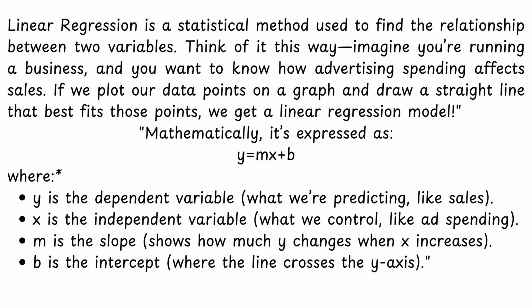Mathematically, it is represented by the equation y = mx + b, where y is the dependent variable, the value we want to predict, like sales. x is the independent variable, the factor we control, like ad spending. m is the slope, indicating how much y changes when x increases. b is the intercept, the value of y when x is 0. In simple terms, linear regression helps us make predictions based on past data by finding the best-fitting straight line that explains the relationship between two factors.